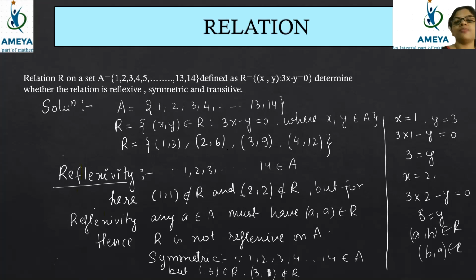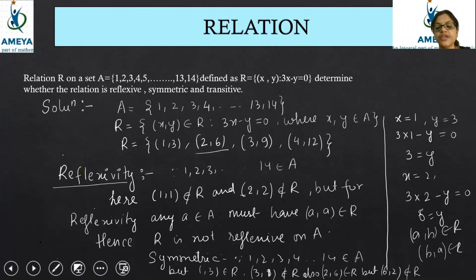Also (2, 6) is belonging to R, but (6, 2) is not inside it. Also (2, 6) belongs to R, but (6, 2) does not belong to R. So these are the conditions. Since both of them are not present inside, because of that it is not reflexive and not symmetric.